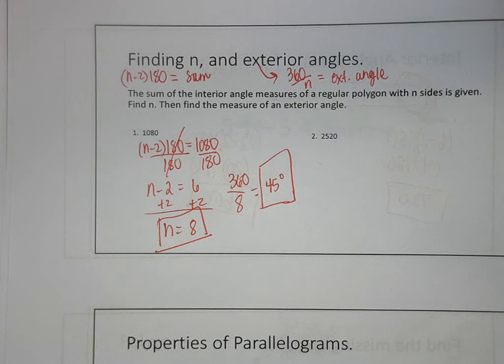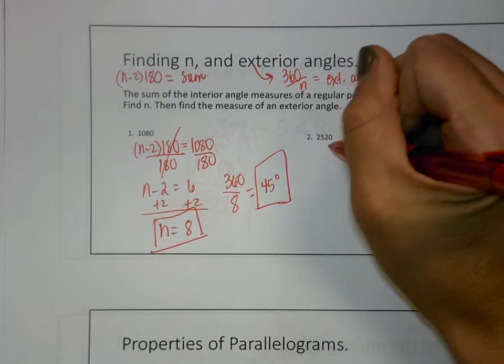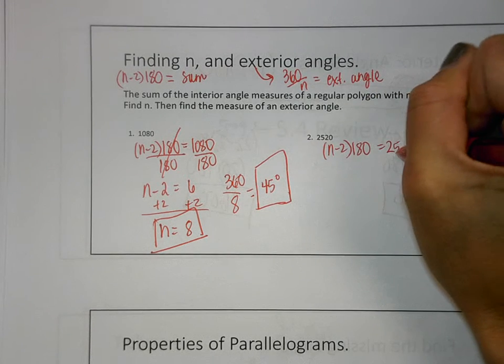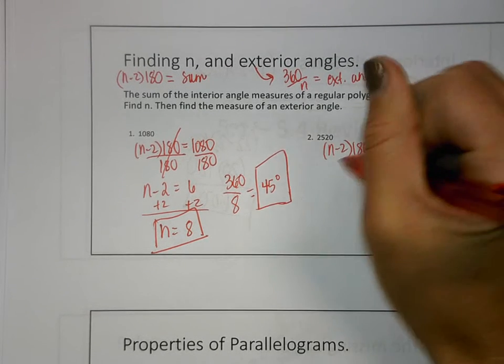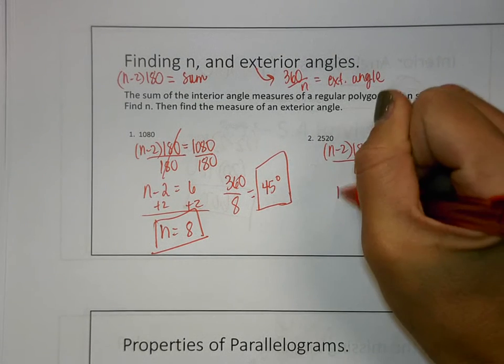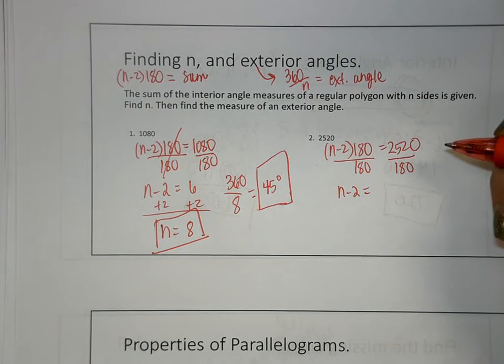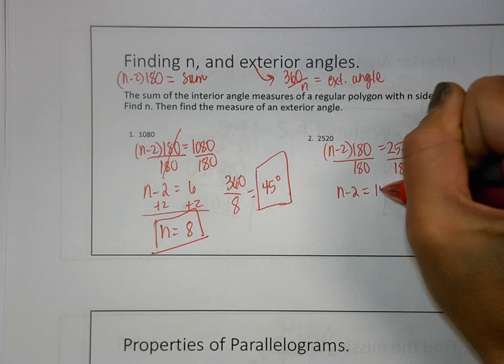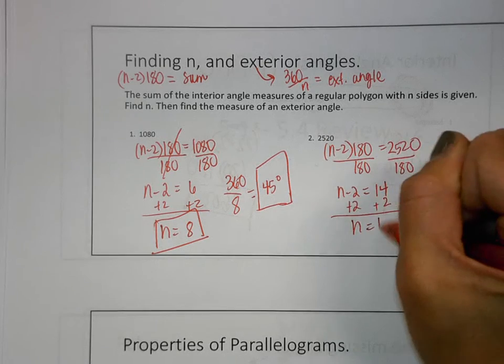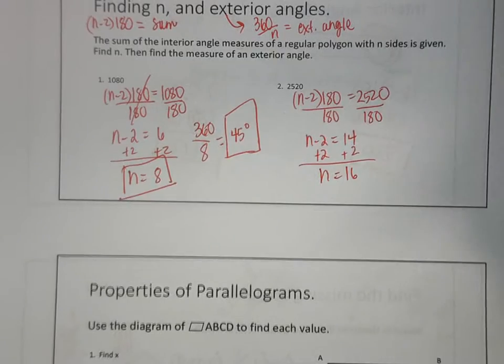Okay, so you should have got 16 for the sides, and your exterior angles are 22.5. So if we go through this, we start by saying n minus 2 times 180 equals 2520. Next step is we divide by 180. When I do that, I get n minus 2 equals what? 14. And to get n by itself, we add 2 to end up getting n equals 16. So that is one of my answers, 16.